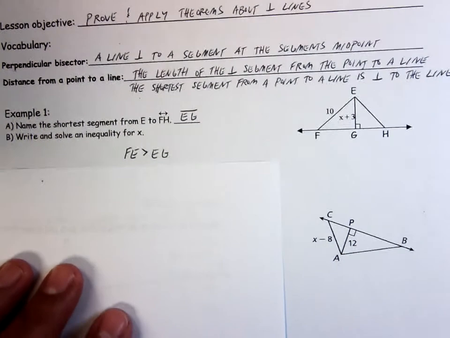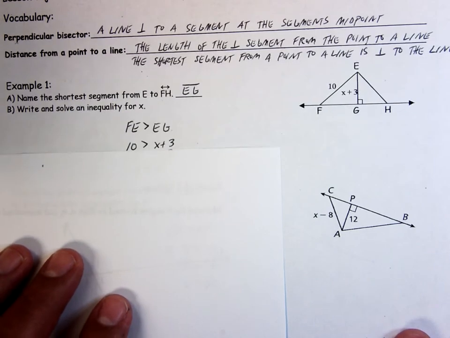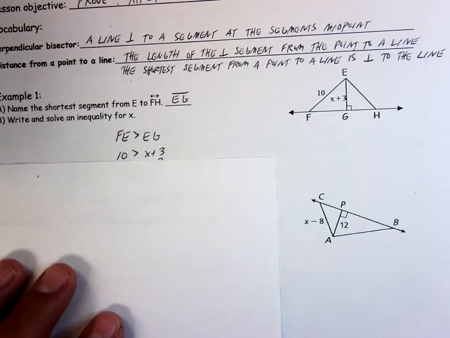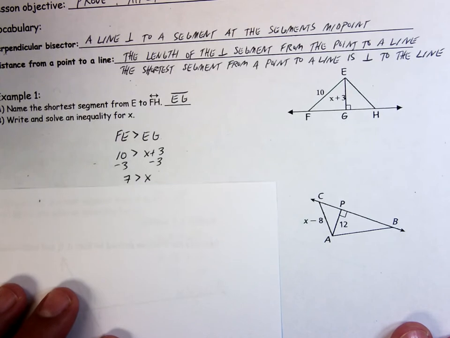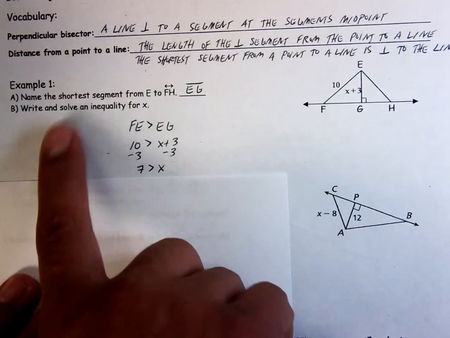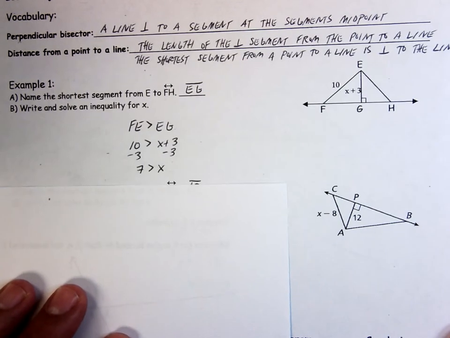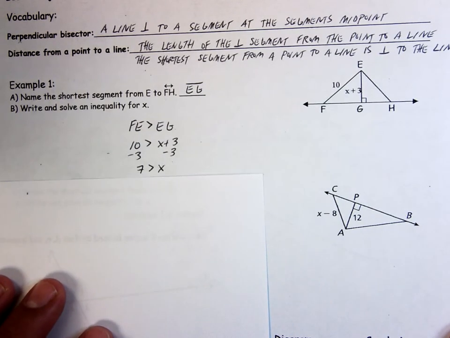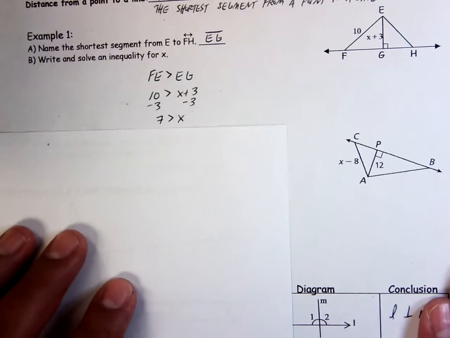Substitute in, how long is FE? FE is 10, and EG is x plus 3. So 10 has to be greater than x plus 3. Subtract 3 from both sides, and you get 7 is greater than x. That's what it asks me to do. Write and solve an inequality. So now do it again. Pause it. Think about what you're being asked for.